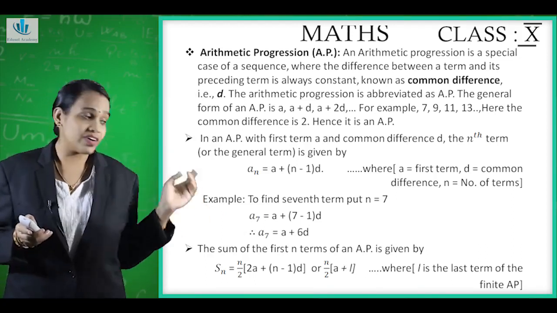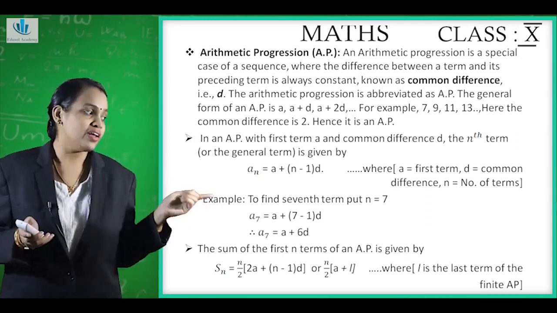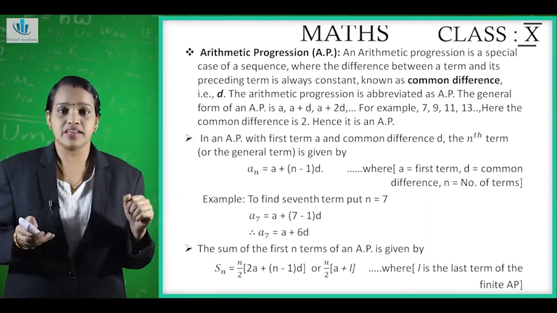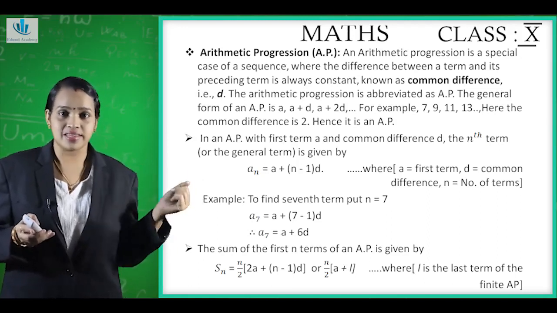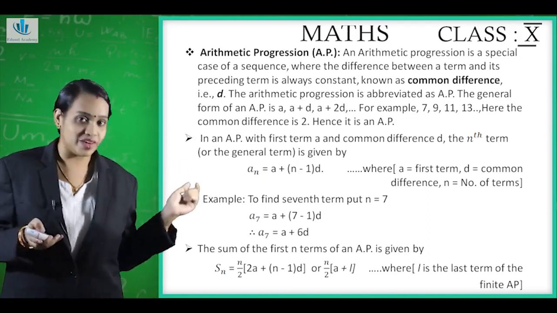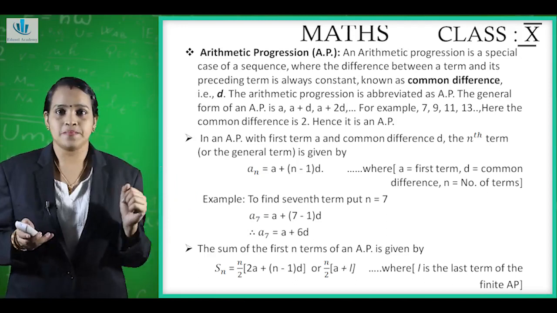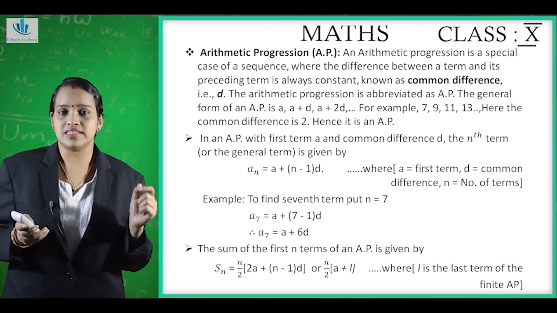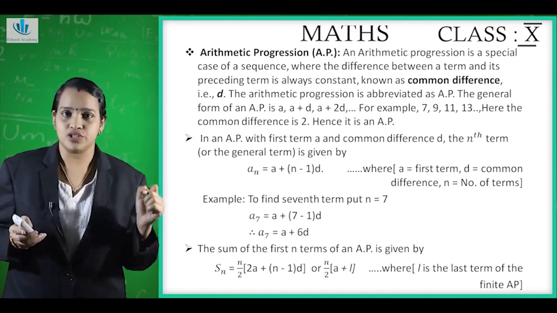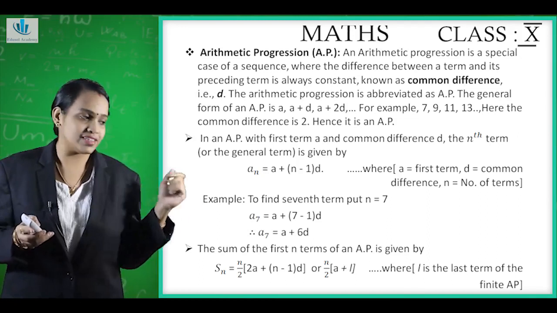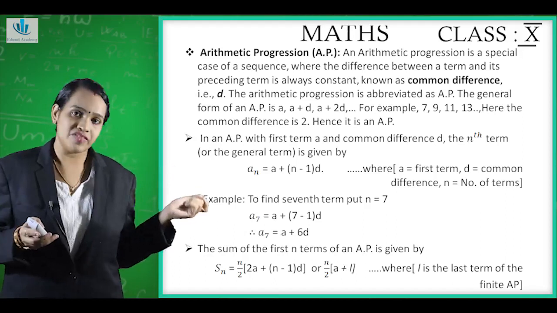Now in AP, the first term we always express as a. That is, a small letter a is used for indicating the first term. Similarly, for common difference, we use the letter d. And for the nth term, that means we don't know the term of a particular number, we express it with the small letter n. Now, the formula for it is An is equal to a plus (n minus 1) into d. You already know that a is the first term, d is the common difference, and n is the number of terms.